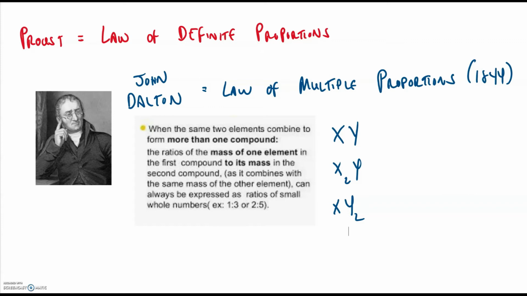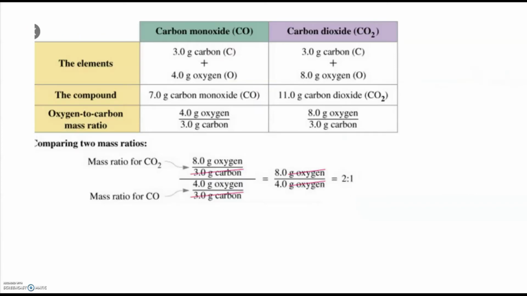Let's take an example. We have two compounds here, carbon monoxide and carbon dioxide. And what it says is that when we combine 3 grams of carbon with oxygen in carbon monoxide, it requires 4 grams, and that's cool. And the ratio of the oxygen that combines with carbon has got to be a whole number when compared to the mass of oxygen that combines with carbon in the second.